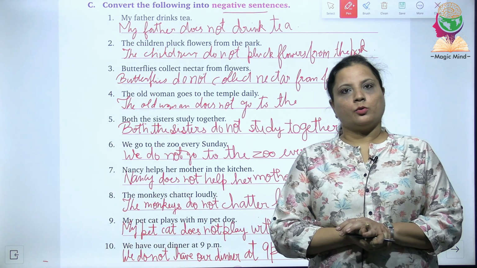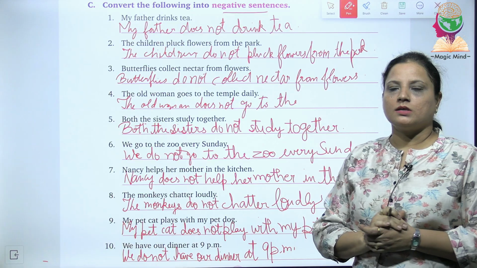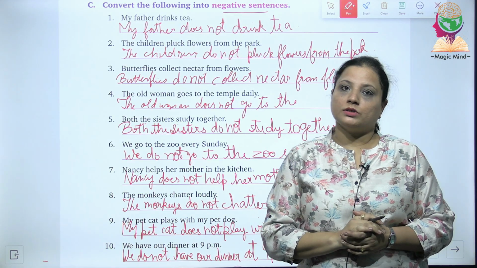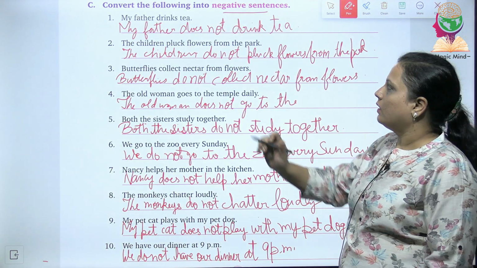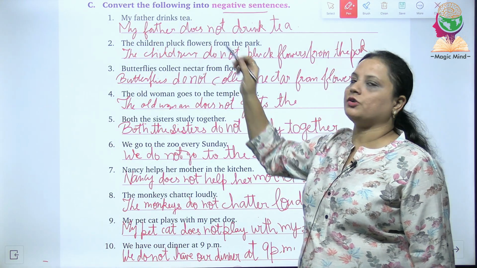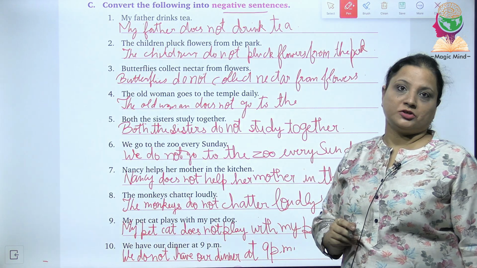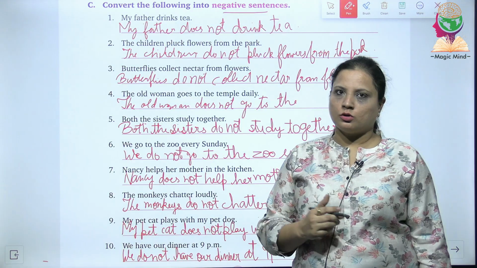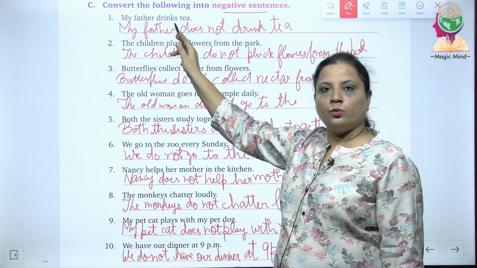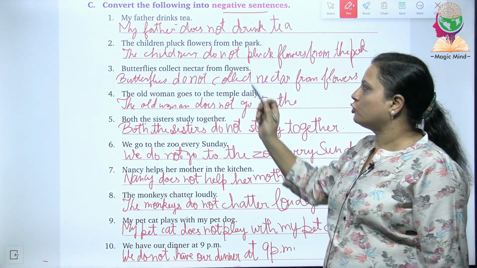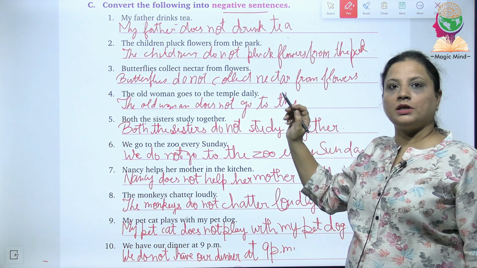So let's begin with the question number C, and the question states that convert the following into negative sentences. As just now we had studied about the negative sentences, the same they have given the exercise for. The first one is my father drinks tea. Since my father is a singular subject, we will use does not. And where will it be used? It will be used before the base form of the verb. So the sentence gets changed into my father does not drink tea.